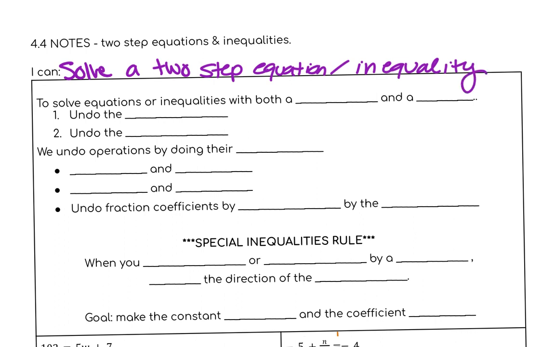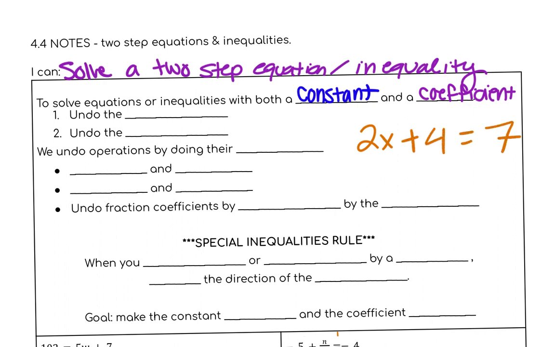So we're talking about solving equations or inequalities. The process is pretty much the same. That have both a constant and a coefficient. And so basically the two steps that we have are undo the constant, undo the coefficient. You don't have to write this part. Okay. So our goal is always to find a positive one of the variable.